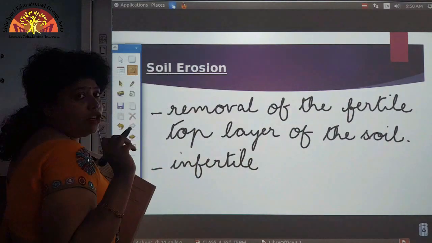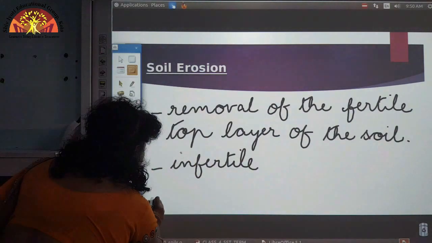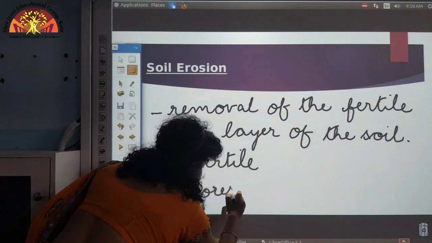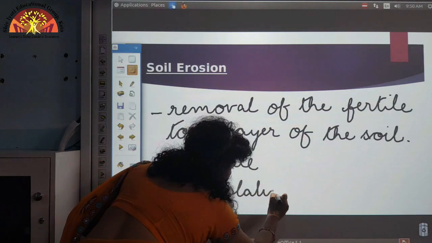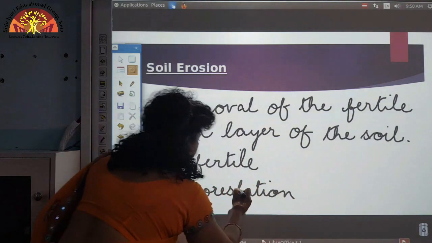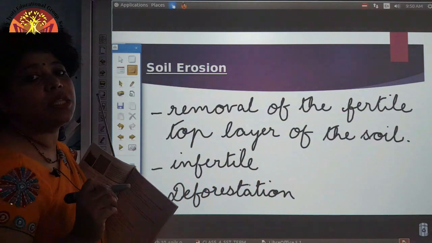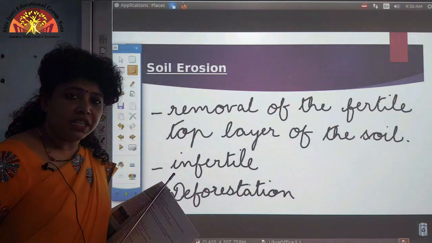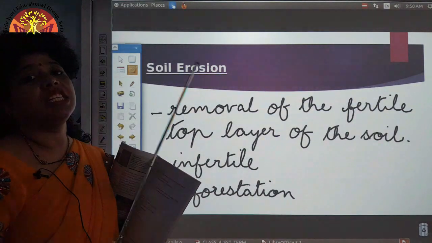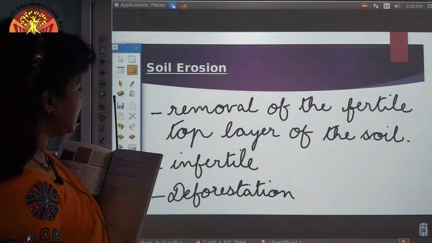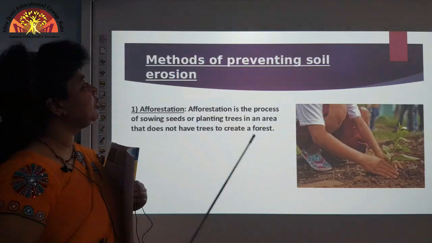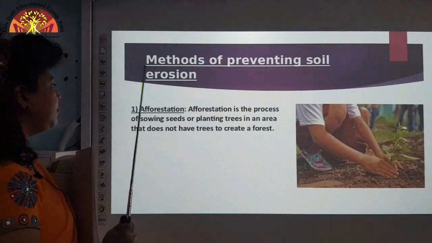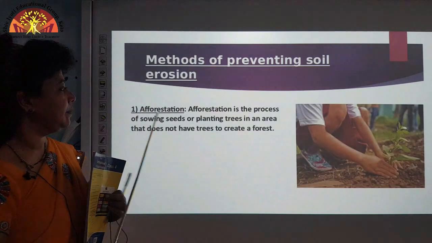And one of the causes of soil erosion is deforestation. So, deforestation is one of the main causes of soil erosion. And what is deforestation? Deforestation is the cutting down of trees in large numbers. Let us now come to the topic methods of preventing soil erosion. So, the first method is afforestation.